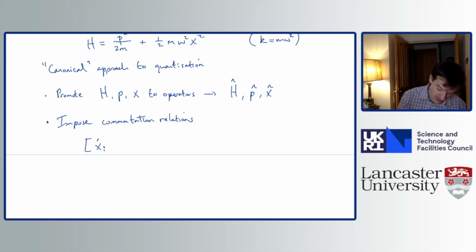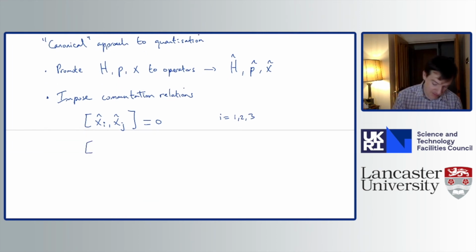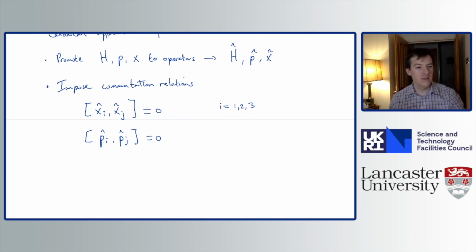So for the operators related to position, the operators associated to 3 spatial dimensions, so let me call them x1, 2, and 3, these commute with each other, and the operators associated with momentum will also commute with each other. So again, there's 3: px, py, pz, or p1, 2, 3.